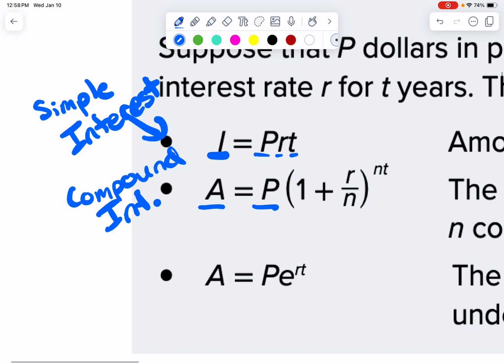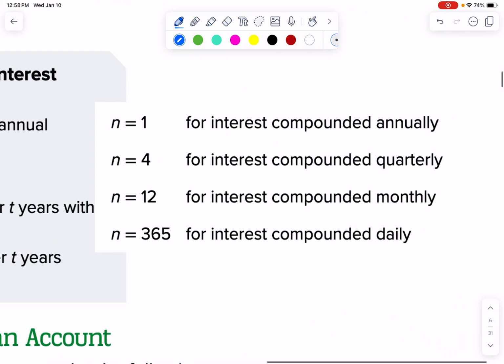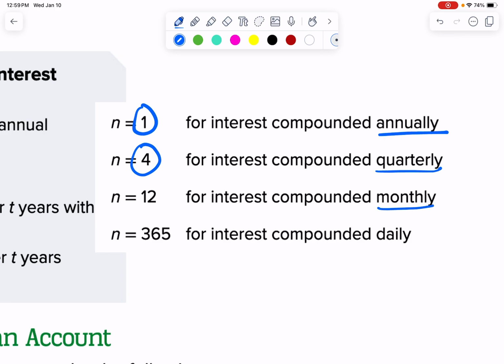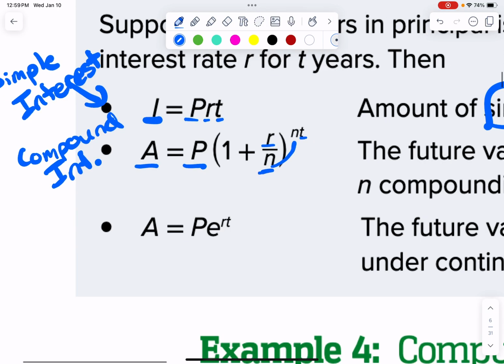I usually say principal, rate, time. N is the number of times you are compounding. If they say that you are compounding annually, your n is 1. If you are compounding quarterly, your n is 4, because there are 4 quarters in a year. Compounding monthly is 12. Compounding daily is 365. I know that there's a leap year, which technically means every year has 365.25 days in it, but we're only going 365 even if it is a leap year. So we still only do 365 for compounding daily. That's what your n is determined by.